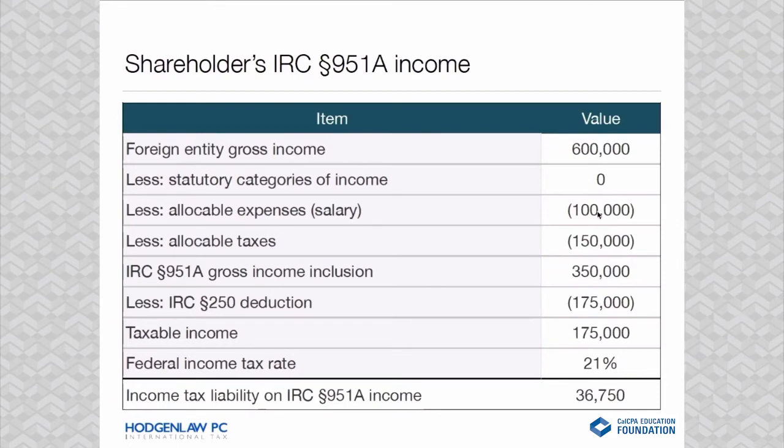We start by looking at the foreign entity's gross income, $600,000 from sales, and then we subtract a bunch of stuff, which again happens on Form 5471, Schedule I-1. And you subtract other statutory categories of income, so that's Subpart F and high tax exception, and I can't even remember the others. But anyway, we have none of those in our little example here. We subtract allocable expenses, the salary. We subtract allocable taxes, the corporate income tax imposed on this foreign corporation, $150,000, and we have the gross income inclusion of $350,000.